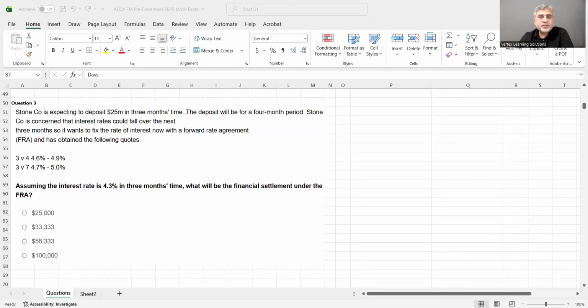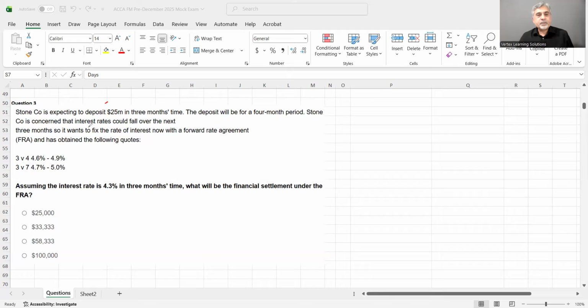The third question we start doing. Stone Company is expecting to deposit $25 million in 3 months' time. The deposit will be for a 4-month period. Stone Company is concerned that interest rates could fall over the next 3 months, so it wants to fix the rate of interest now with a forward rate agreement and has obtained the following quotations.